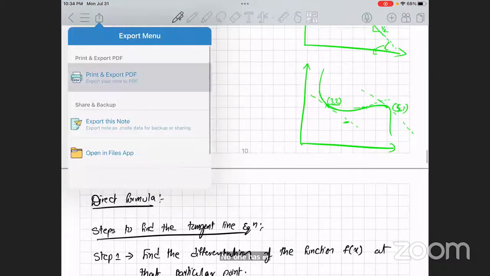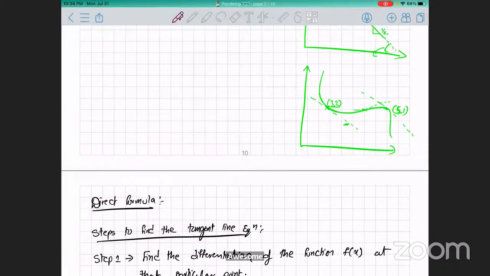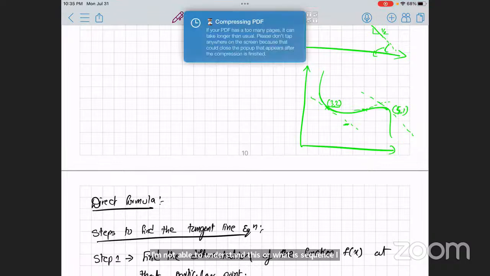Sir, I have a doubt in limits and sequence. I'm not able to understand what a sequence is, and how to understand sequence. Okay, can you wait for 1 minute?